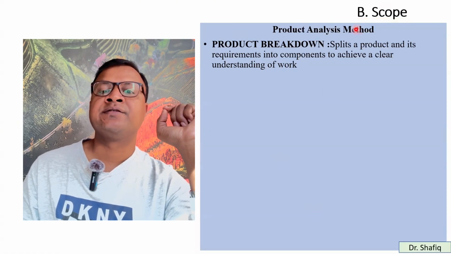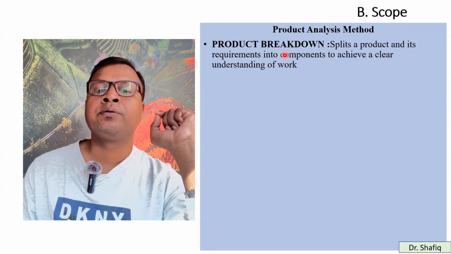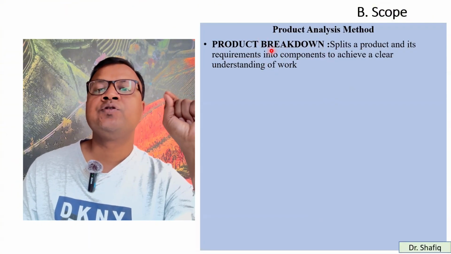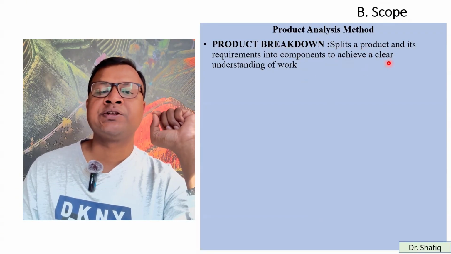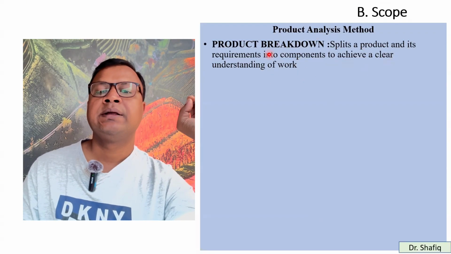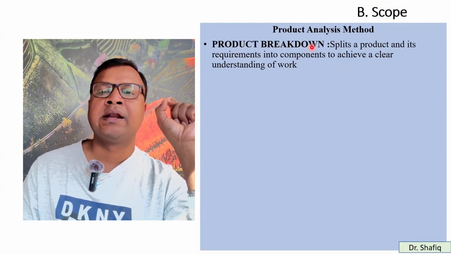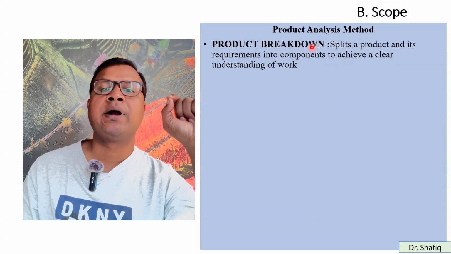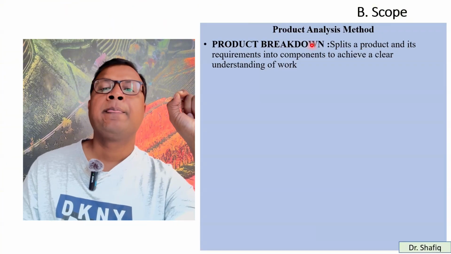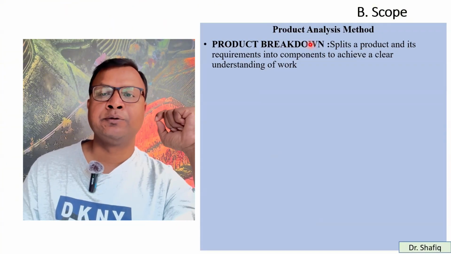Now, product analysis method. Product breakdown. First, we need to break down the product. If you split the product and its requirements into components to achieve a clear understanding of work, that's called product breakdown. So if we have a product like a building, a five-floor building, we can divide it into first floor, second floor, third floor, like that. Then we can divide it into electrical, mechanical, and civil work.